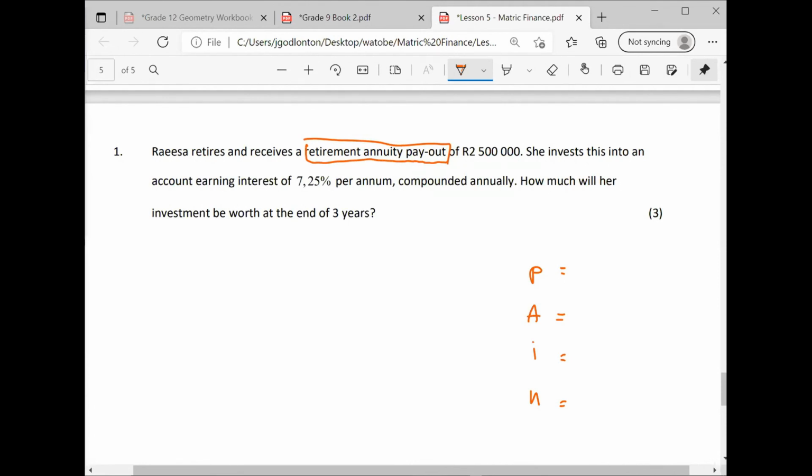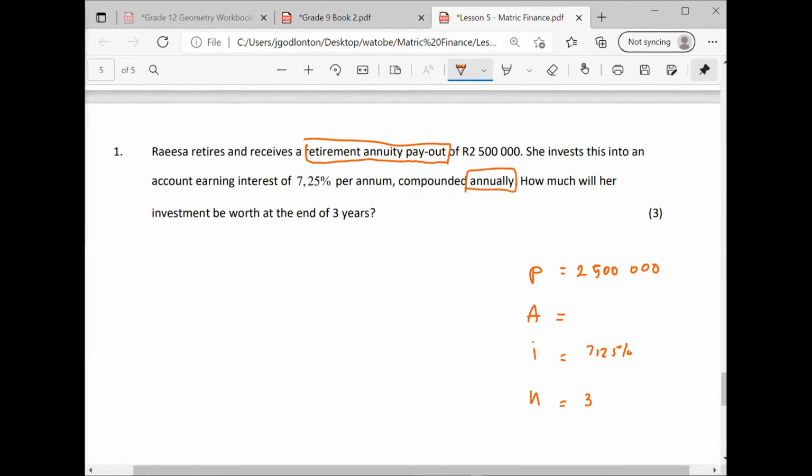I'm not making any monthly payments or taking any monthly things out. It's just a lump sum of money. Okay, so my P value is just 2.5 million. My interest rate is 7.25% compounded annually, so I'm not going to divide it by anything. And my time is just 3, because it's just 3 years. I'm not compounding monthly, it's compounded annually.